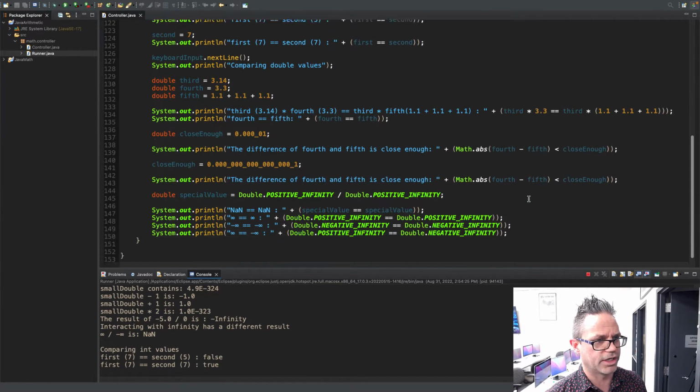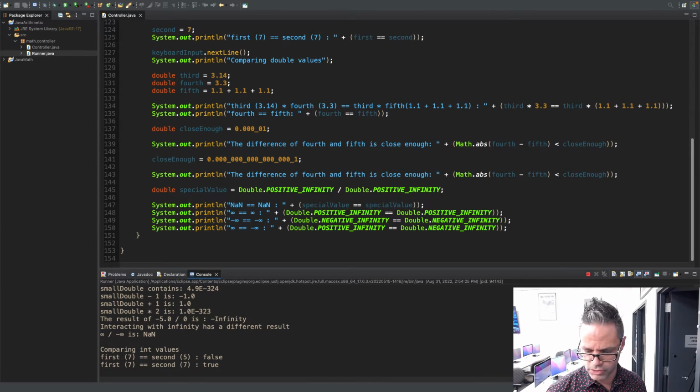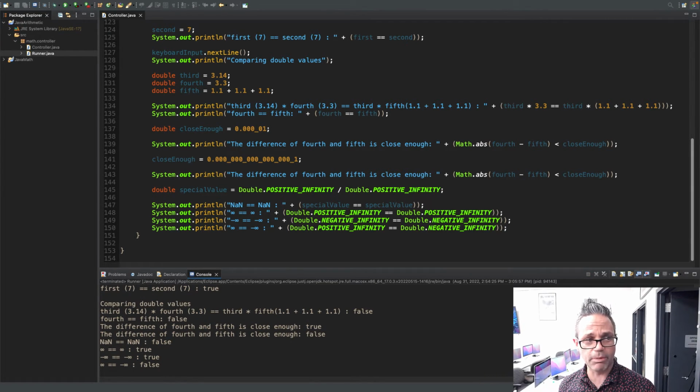So we'll scroll down right here so we can see that, and we'll press enter as well. So when I'm comparing double values, I create third, fourth, and fifth. Double third is set to pi. Double fourth is set to 3.3, and double fifth is 1.1 plus 1.1 plus 1.1, which in regular human terms we'd treat as 3.3, right? Yeah, I know. So let's take a look at this.